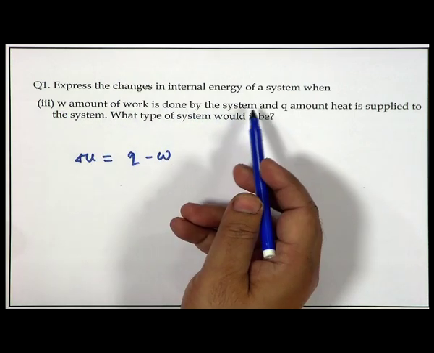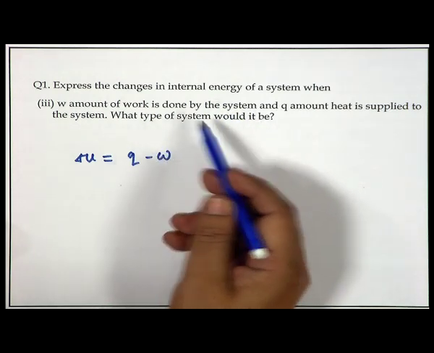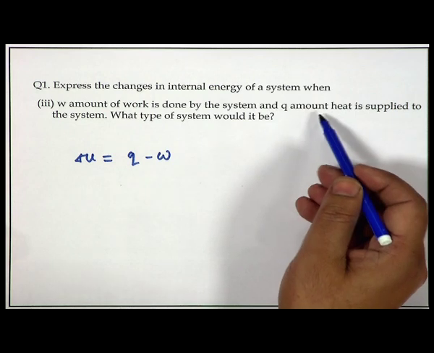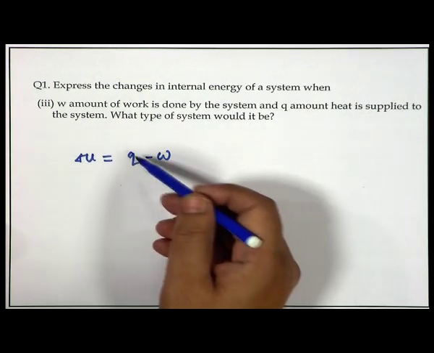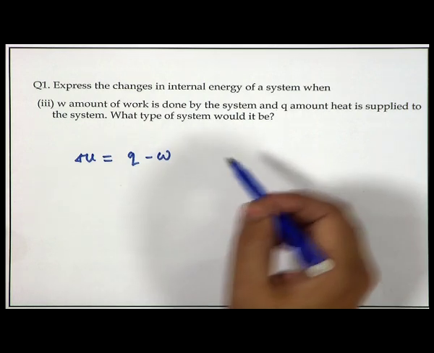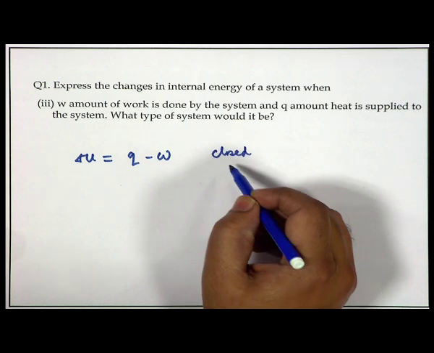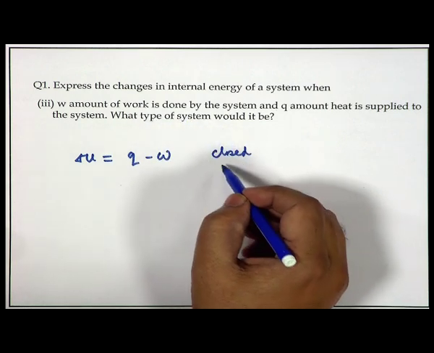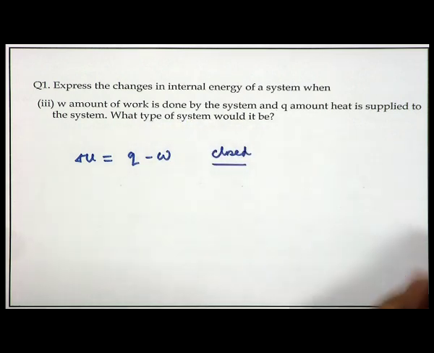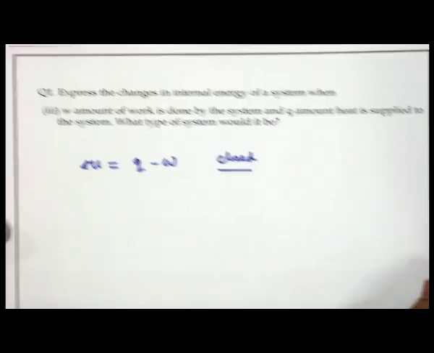So, in this case, delta U would be Q minus W, where W is the amount of work done by the system. When the system is doing the work, that means it is losing some energy, and Q is the amount of heat supplied to the system. So, it will be a positive number, and obviously, this is a closed system because work is getting done and volume is getting changed. So, generally we talk about volume in the case of a closed system, especially in a gaseous system.